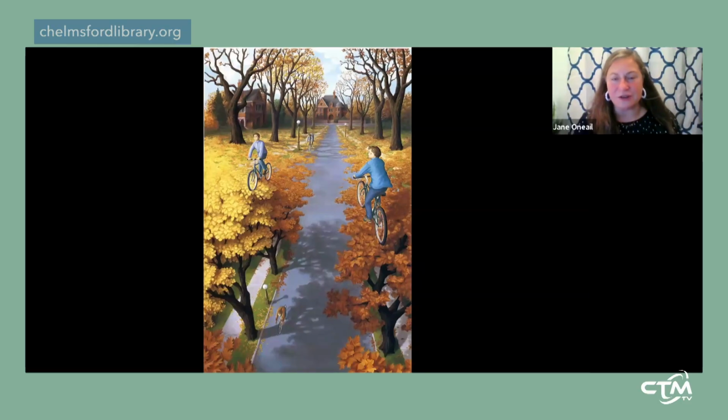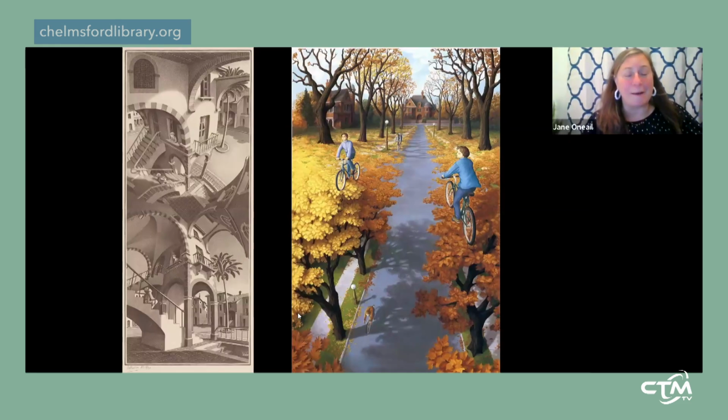Another Gonsalves picture, we can see people bicycling down a street with the fall leaves underneath their bicycle wheels. In the distance, these beautiful brick mansions. But then we can look down past those leaves and see that they are the tops of trees and that the street actually continues down below. It's just like MC Escher's picture of up and down. It's collapsing that space. It's giving us two different perspectives of the same view, essentially.